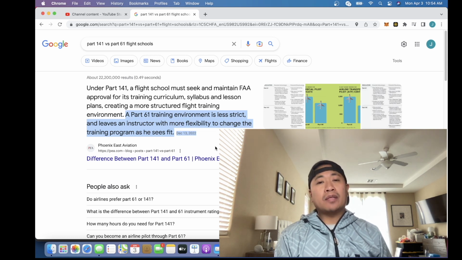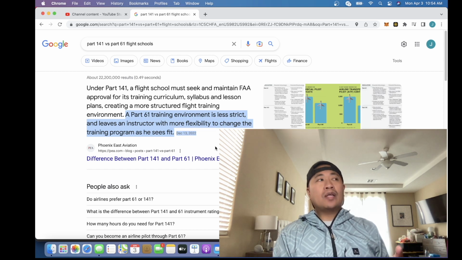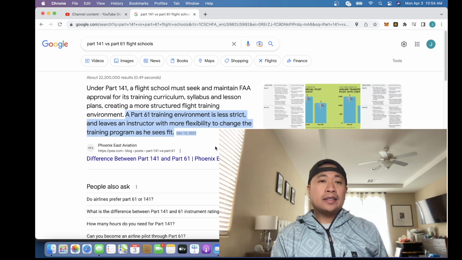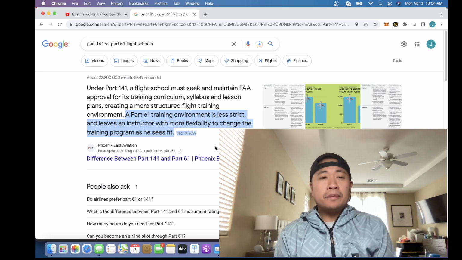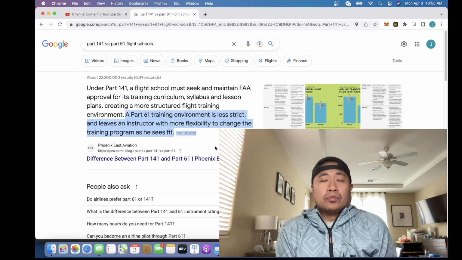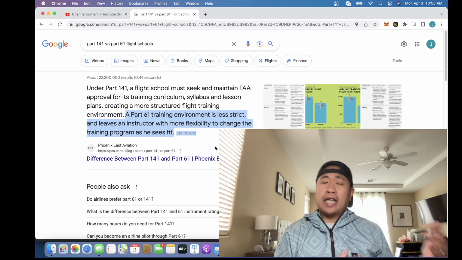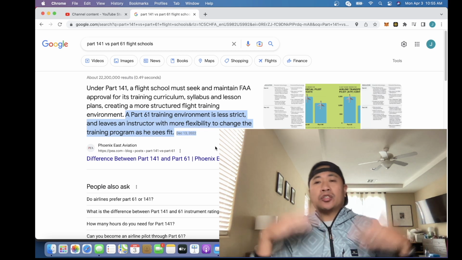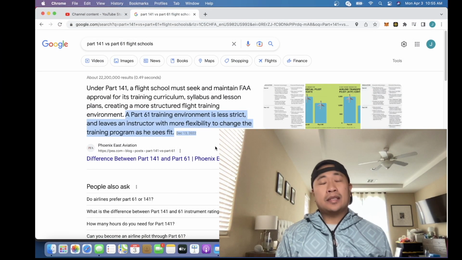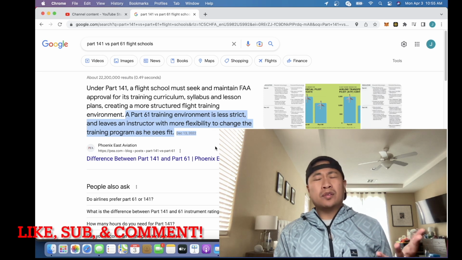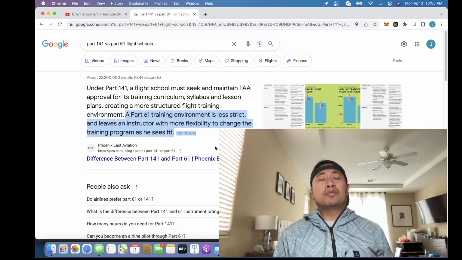So a Part 61 training environment is less strict, is what I read to you a couple seconds ago. This is more about the instructor, the CFI, CFII, whatever it is, and we'll talk about that in the future. They're just different levels of instructor. They get to pretty much do what they want to do. I'm not saying they're not following the same type of curriculum or syllabus, because they are, but they can bounce around. There are about 8 different maneuvers you have to be able to perform during your check ride.